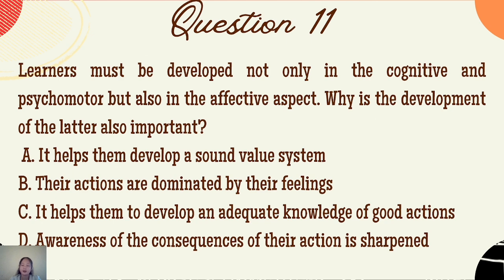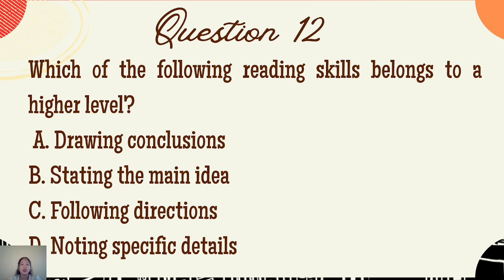So now let's proceed to question number 12. Which of the following reading skills belongs to a higher level? So the correct answer is letter A, drawing conclusions. Drawing conclusions requires higher order thinking, which involves synthesizing information and making judgments based on evidence. Other options like stating the main idea and following directions are lower level skills in Bloom's taxonomy.